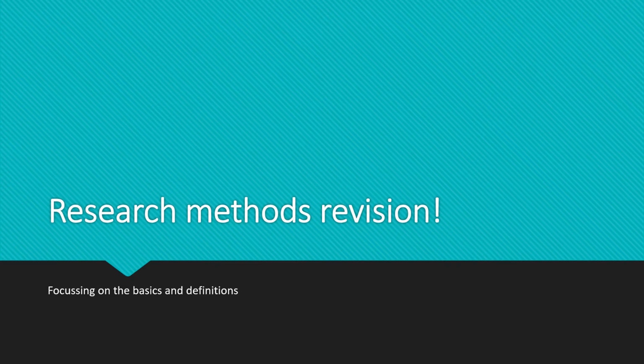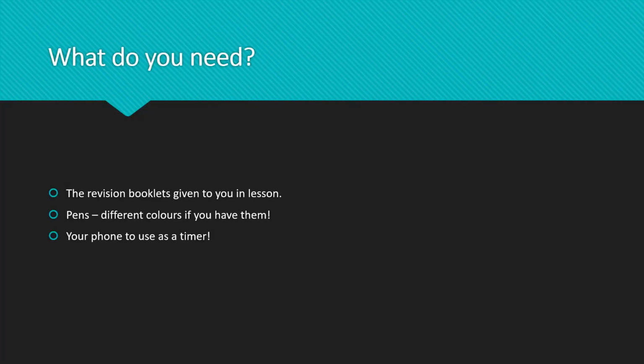So what do you need with you? Have the revision booklet in front of you that I've given to you in lesson. If you don't have the revision booklet, you can just have a blank piece of paper and write in anything that you need to. Have some pens with you, one colour that you're going to write in continuously and a second colour that you can either mark in or change in. Could use a highlighter if you've not got a different coloured pen. And make sure you've got your phone or a timer nearby.